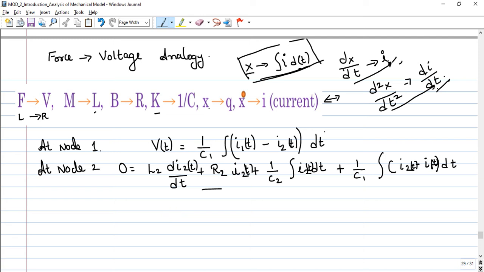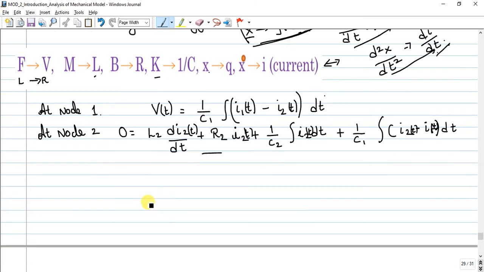Now we need to write down the circuit diagram. So how to write the circuit diagram? Keep in mind, in this voltage analogy we will keep all the elements in series, in the form of a loop connection. So I will write down the force-voltage analogous network.